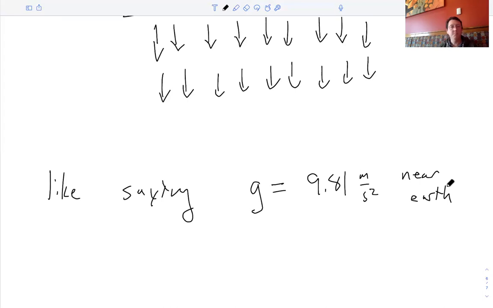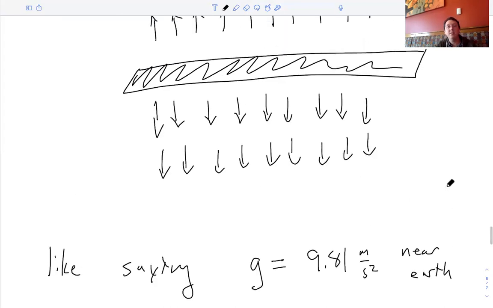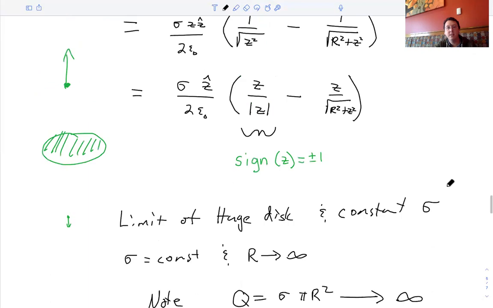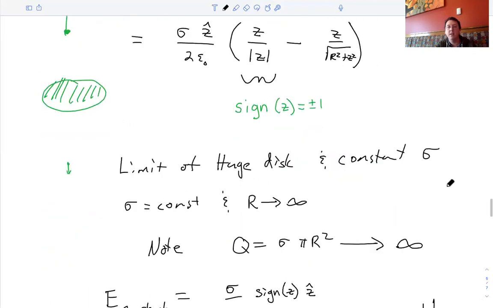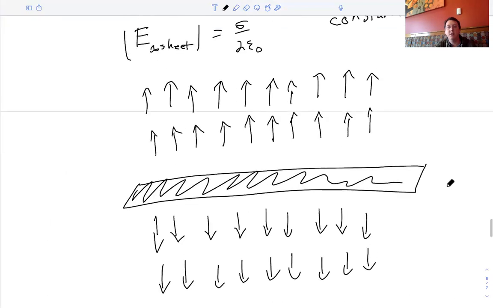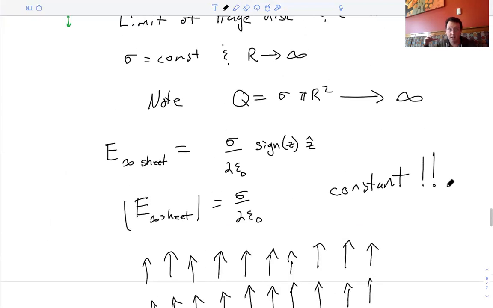So that is a finite disk of radius R, and this is the formula you get when you take the limit for an infinite disk. We will see this answer pop out again when we learn about Gauss's law. So try to remember it, and I'll point it out to you when we get there. All right, talk to you next time.